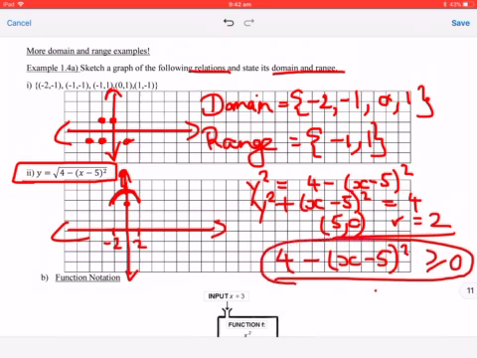Alright, so you don't need to know all that. All you need to know is if you get something like this or something that you don't know what it looks like, put it in your calculator, draw a picture and state the domain and range.